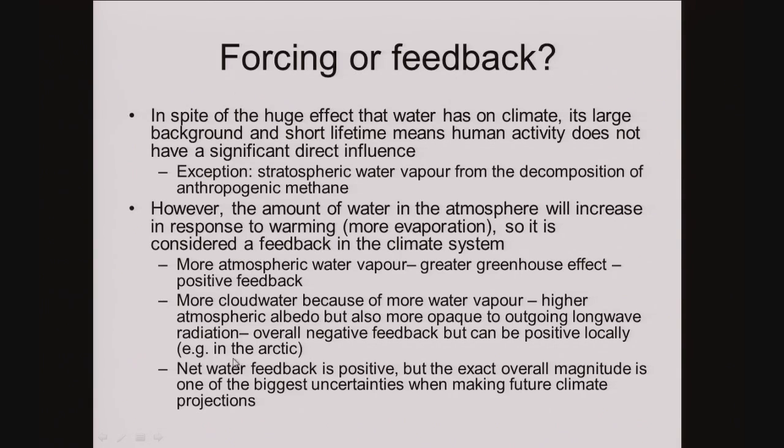And the net water feedback is positive. So we've got both water vapour, this is positive. We've got clouds, which have a negative feedback. The more clouds you have, the more sun's reflected back to space. But if you add these two things together, the net water feedback is positive. But we don't know about the exact overall magnitude. It's one of the biggest uncertainties in climate predictions.